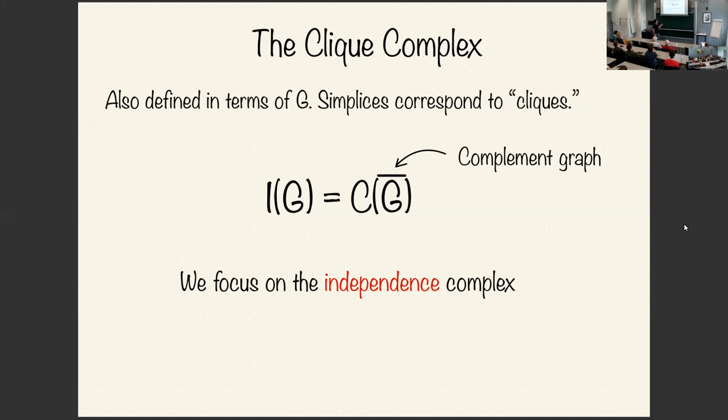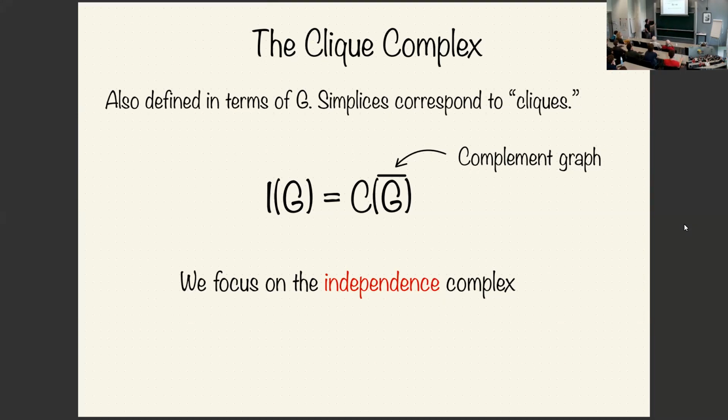Okay, so what is a click complex? Because that was in my title after all. I'm not going to talk about the click complex much. It is built also in terms of a graph, but instead of considering independent sets, you consider clicks. So a click is kind of the complement of an independent set. You consider subsets of vertices which are all interconnected with one another, to form a complete graph of size k.